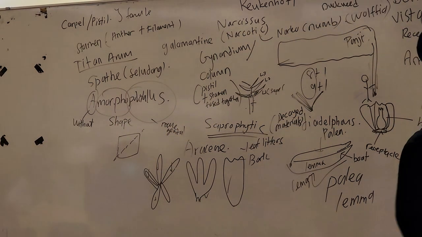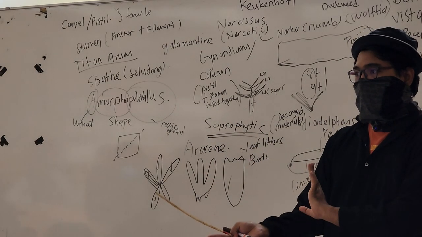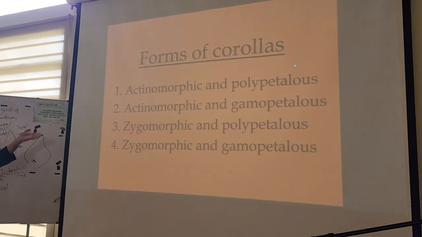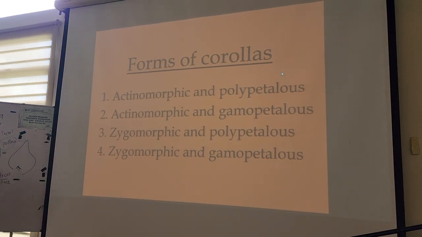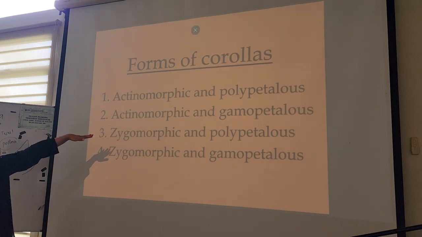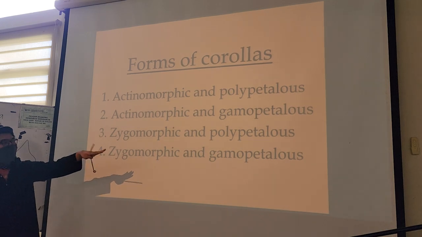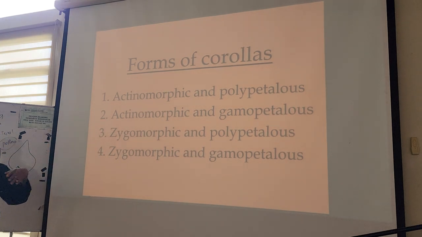So how you describe your flower formation is by combining the name of the symmetry and also the division of the sepal or petal. Go next. Let's see some examples. Actinomorphic polypetalous means the flower has a star shape and the petals are not fused. Star-shaped flowers with individual petals. Actinomorphic gamopetalous: star-shaped flowers with fused petals. Zygomorphic gamopetalous: equal-halved flower with fused petals.